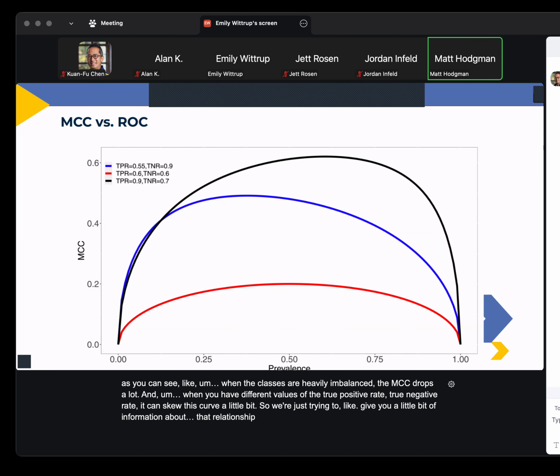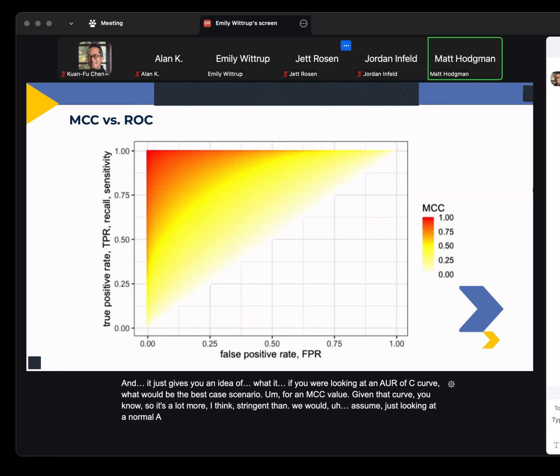And it just gives you an idea of, if you were looking at an AUROC curve, what would be the best case scenario for an MCC value given that curve. So it's a lot more stringent, I think, than we would assume just looking at a normal AUROC curve.